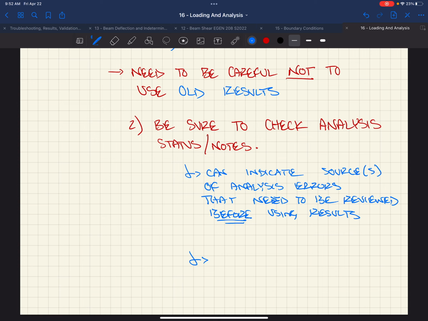Because we're doing a linear elastic analysis, everything's got to stay pretty linear. And to get those displacements out of general structures, things are going to go nonlinear.